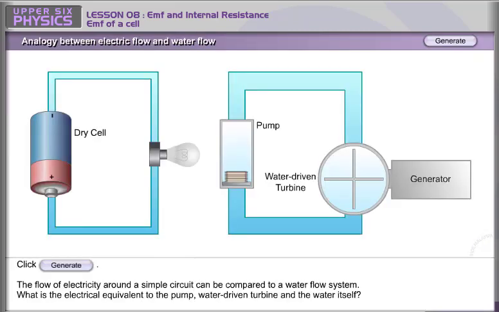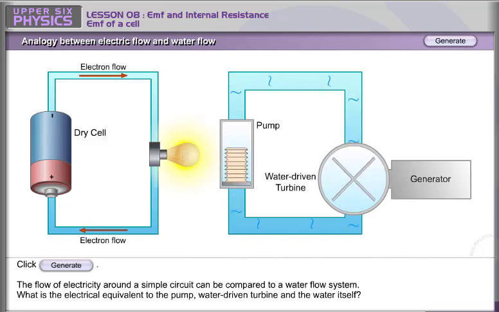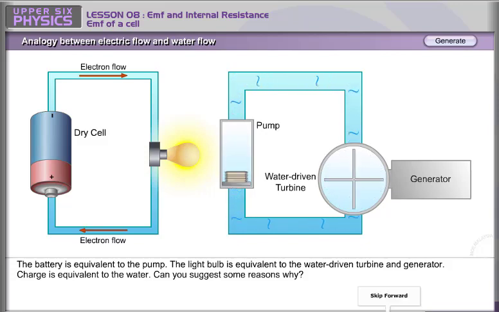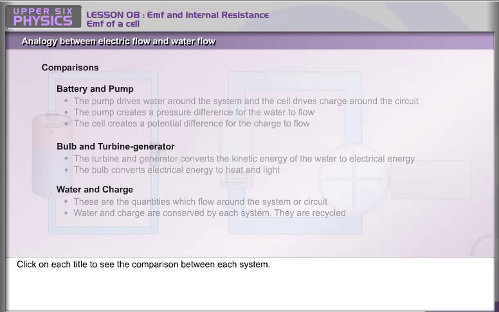Click the Generate button. The flow of electricity around a simple circuit can be compared to a water flow system. What is the electrical equivalent to the pump, water-driven turbine, and the water itself? The battery is equivalent to the pump. The light bulb is equivalent to the water-driven turbine and generator. Charge is equivalent to the water. Can you suggest some reasons why? Click on each title to see the comparison between each system.